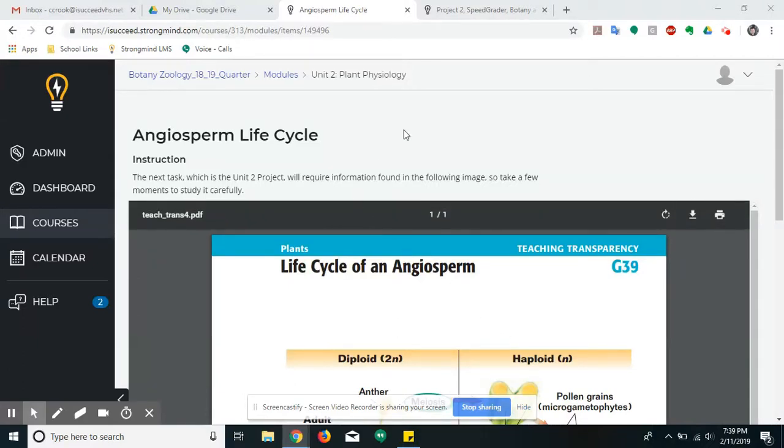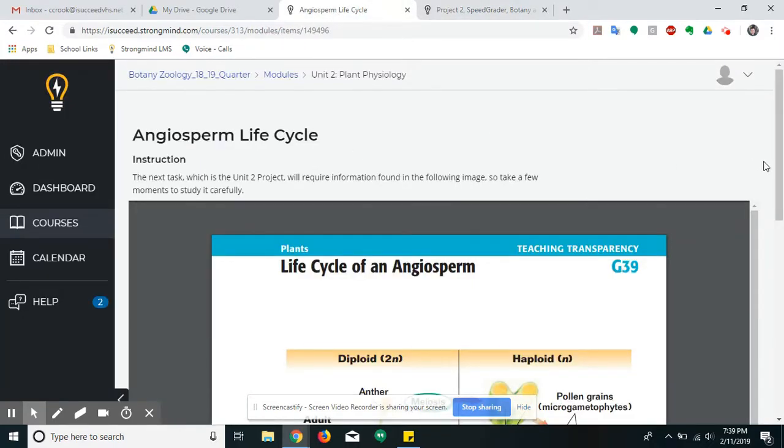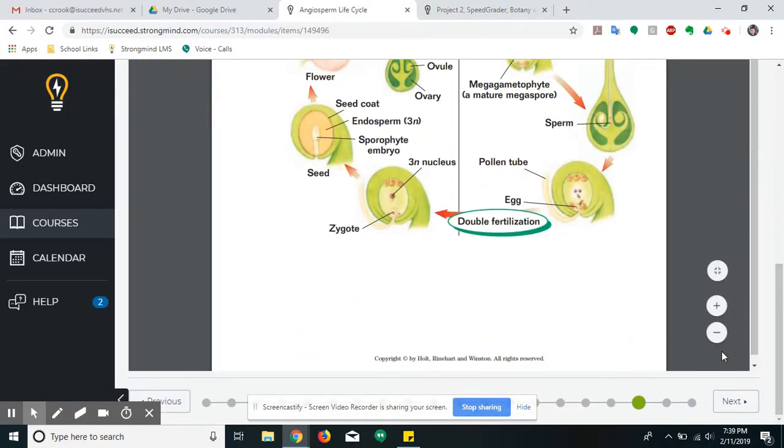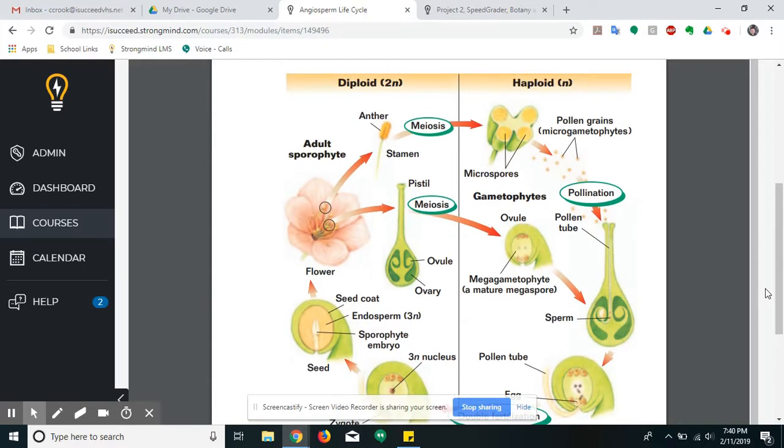I'm going to help you guys get started on your Project 2 in Botany and Zoo. Okay. Project number 2 is basically here. It's going to bring up four basic questions just about the life cycle of an angiosperm, and it's not too crazy difficult to answer. This project is super easy.